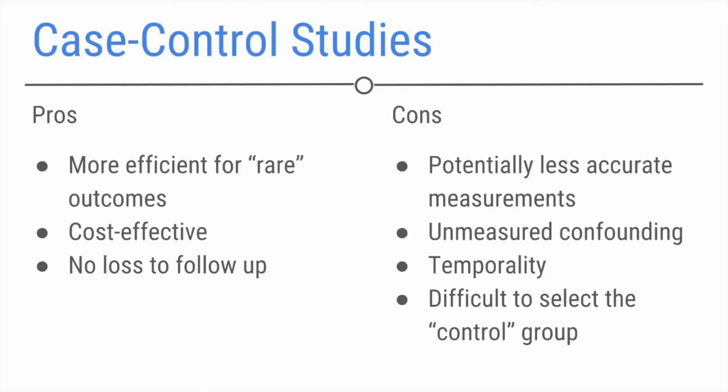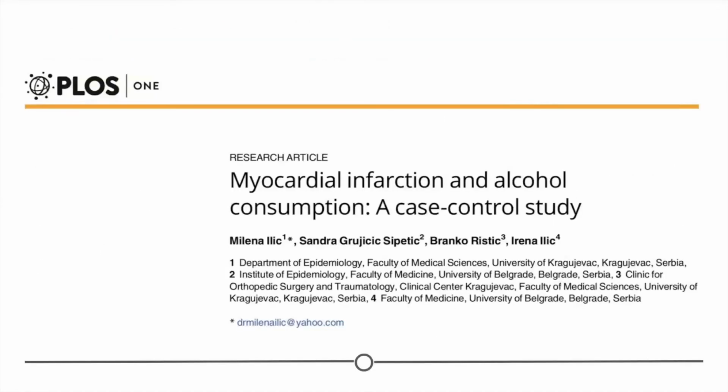Because the outcome status is used to select the cases and controls, this study design is well suited for rare outcomes. Case control studies, though, suffer the same issues as retrospective cohort studies. Additionally, it can be hard to select an appropriate control group. Let's look at an example of a case control study.